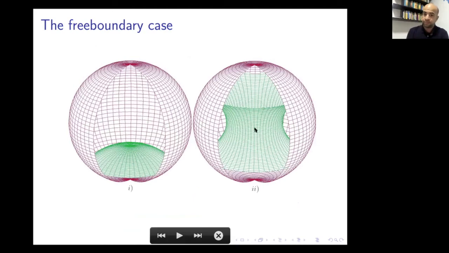And here is an example of also a free boundary surface. It's a piece of a Delaunay surface, which is a complete CMC surface in R3. And there are some pieces of Delaunay surfaces which are free boundary in the unit ball.